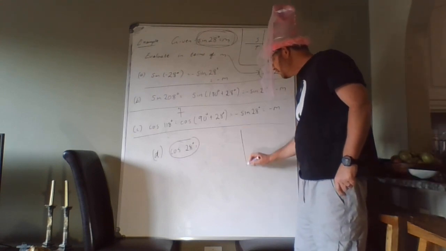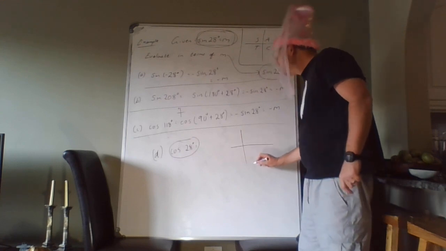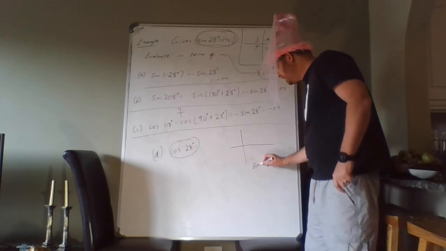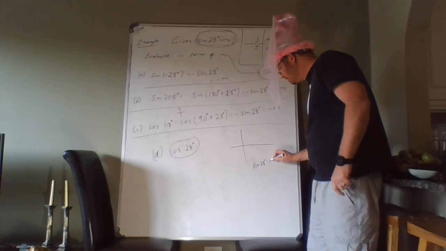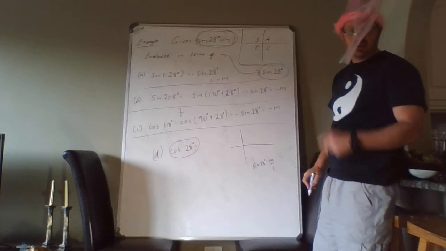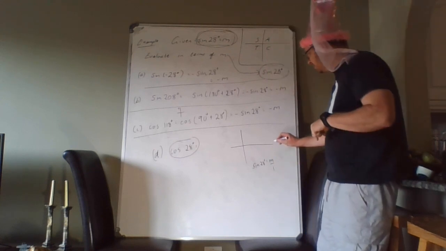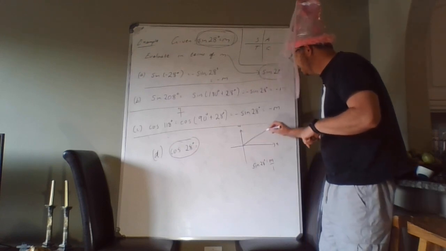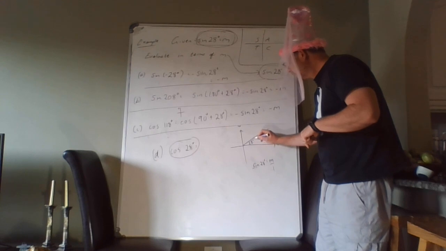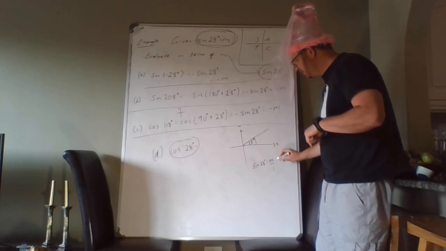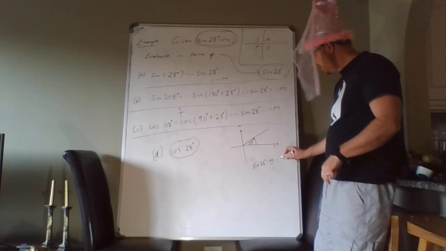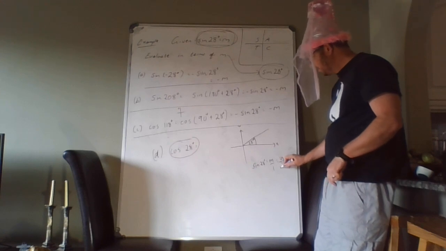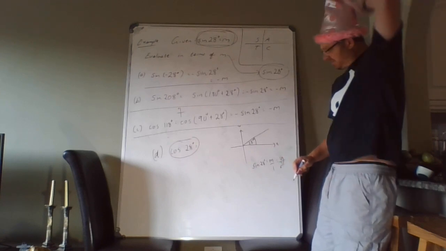So what we do is we say, right, I know that sine 28 degrees is equal to m, which means m over 1. So if I'm on the Cartesian plane, and I drew in an angle of 28 degrees, then I know the definition of sine is the ratio of the y-coordinate over the radius, right?